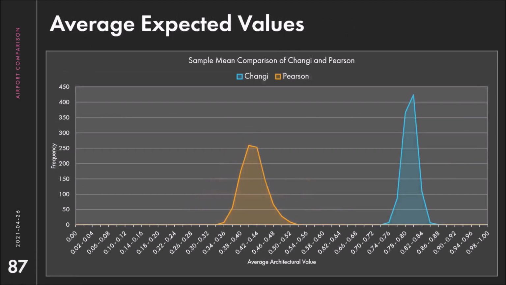If I extend the average scores out for 1,000 trials, this produces a distribution of expected values for each airport. And as you can see, Changi in blue is more concentrated around the mid-80s, whereas Pearson in orange has a slightly higher variance around the mid-40s. Given the conditions I've tested, this is the most likely range of scores we would expect to see for each airport. As a result, you could say that this confirms Changi has a higher value than Pearson on average. However, I believe it's not that conclusive.